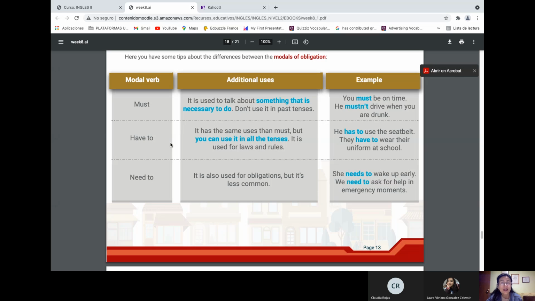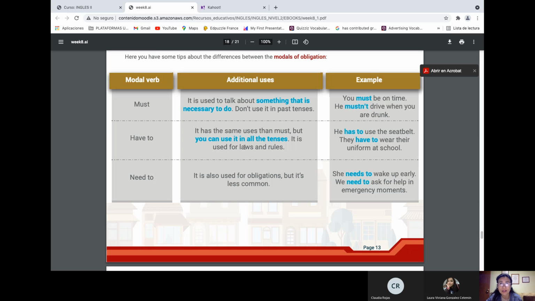While have to is used with do, does for the present, did for the past, will for the future. For the negative form, you say don't have to, doesn't have to, didn't have to. And look at, have to has almost the same meaning as must, because have to means tener que hacer algo. Have to, affirmative way, is when you want to express laws or rules. Laws significa leyes.